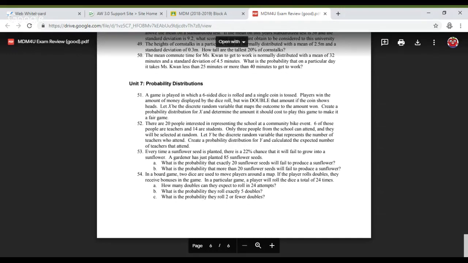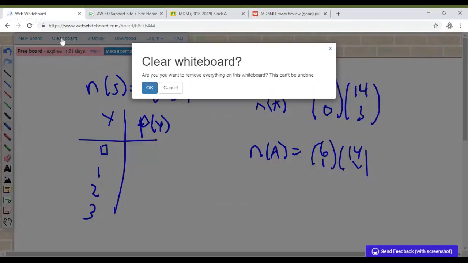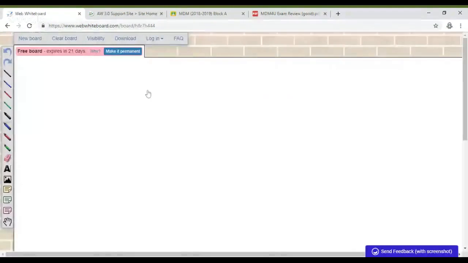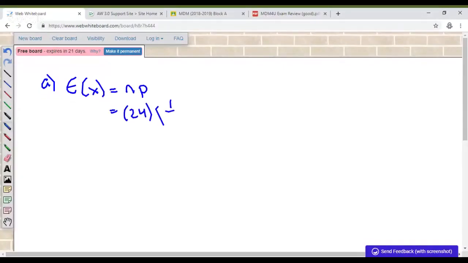So this is a binomial probability distribution. Let's look at how many you can expect to roll. Because it's a binomial experiment, the expected value can be calculated quickly using n times p, which is 24 times 1/6, the probability of rolling doubles. You would expect 4 doubles in that game.